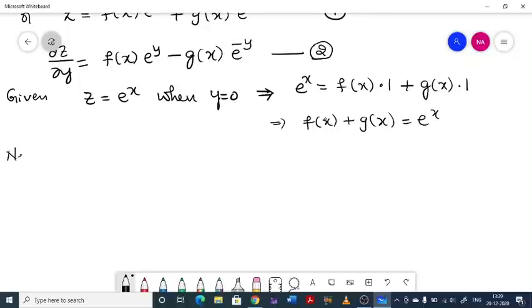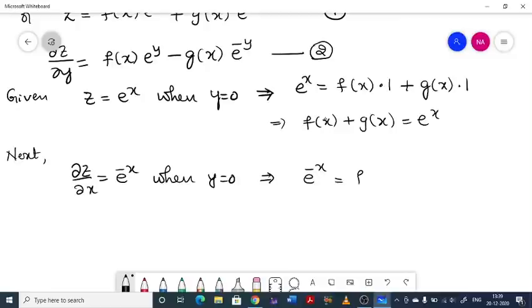Next, second condition is dou z by dou x equal to e power minus x when y equal to 0. So that implies e power minus x equal to f of x minus g of x. If you substitute y equal to 0 in equation 2, you get this one, e power minus x equal to f of x minus g of x. So call this as equation 3, this as equation 4.